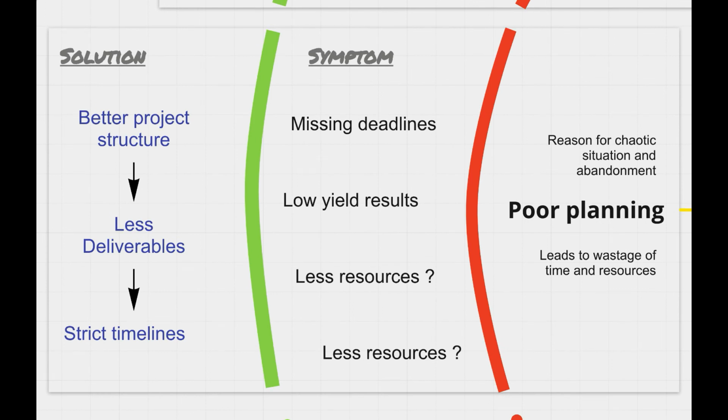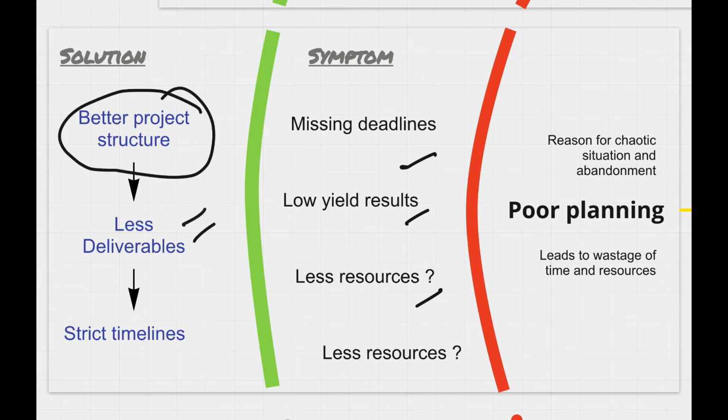Another problem is poor planning. It leads to chaotic situations and often abandonment of projects. Also, sometimes it leads to wastage of resources and time. You'll be missing deadlines. Maybe the results you are getting are not good enough, or you are not able to predict the resources you are using, always questioning whether you have fewer resources. The probable solution to this one is also to come up with a better structure of the project, having fewer deliverables to have measurable outcomes, and also have strict timelines so that you never miss a deadline and always deliver on time.